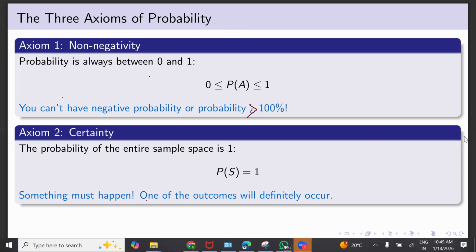Axiom number 2, certainty. The probability of the entire sample space is 1. So probability of S will be equal to 1. Something must happen. One of the outcomes will definitely occur. Okay.